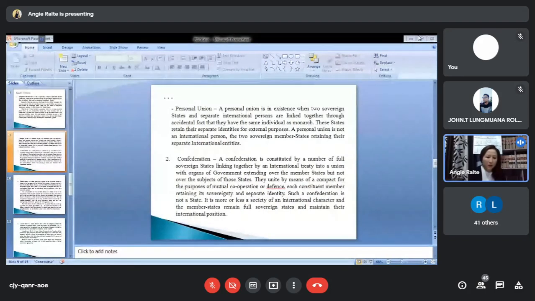They work between state and state, but they do not interfere in the subjects of the other states. They unite by means of a compact for the purpose of mutual cooperation or defense. So these confederating states link together for the purpose of cooperation or defense, but they do not interfere with the subjects of other states.